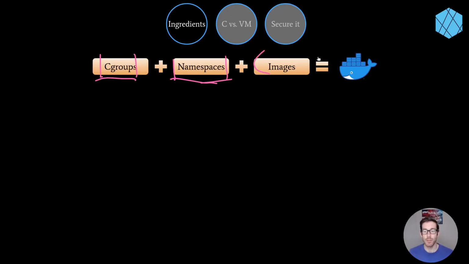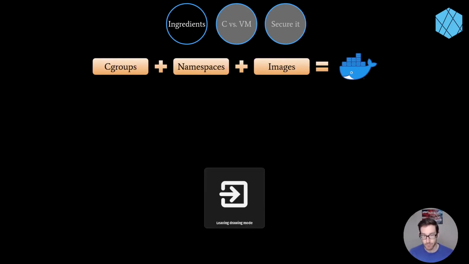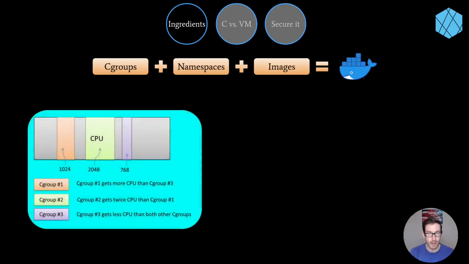We'll include images because, like I said, there's a few different people that I've watched and read about that talked about images being a third ingredient that make up a beautiful, cute little whale, which is our container. So with that being said, let's start with Cgroups.